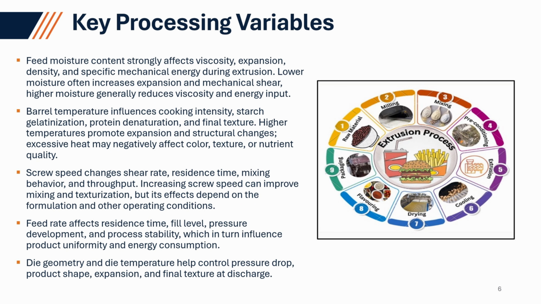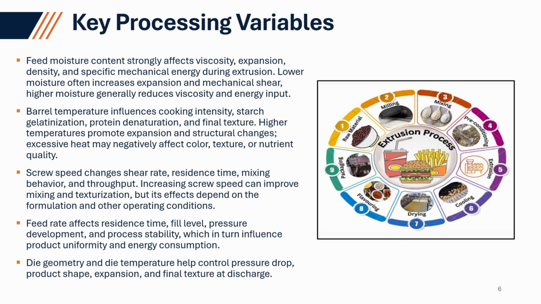One of the most important parts of food extrusion is controlling the process variables. These variables have a major effect on product quality and consistency. The first major variable is feed moisture content. Moisture strongly affects viscosity, expansion behavior, density, and specific mechanical energy during extrusion. Lower moisture often leads to greater expansion and higher mechanical shear, while higher moisture generally reduces viscosity and lowers energy input. The next major variable is barrel temperature, which influences cooking intensity, starch gelatinization, protein denaturation, and final product temperature.